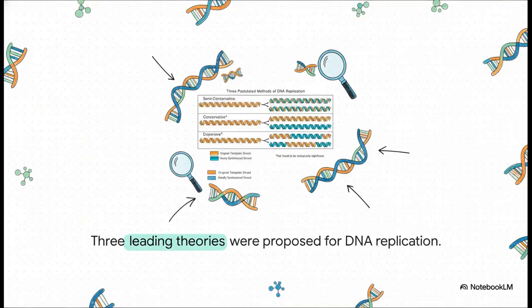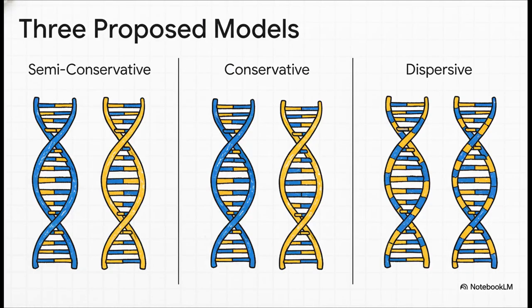Okay, so here were the three main suspects in the lineup: the semi-conservative model, the conservative model, and the dispersive model. Each one painted a really different picture of what the new DNA would look like after being copied. Let's quickly break down what each of these theories was proposing.